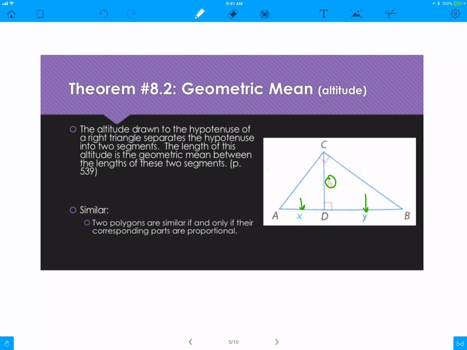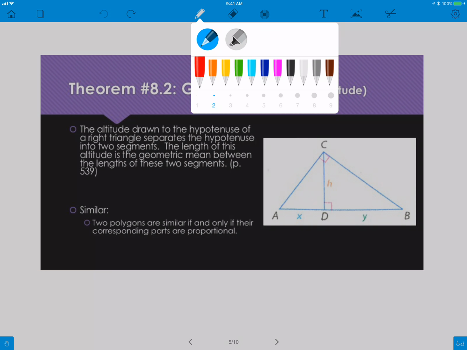Now, if you read the actual theorem here, it's saying that that altitude is considered the geometric mean between the two parts of your hypotenuse, the two segments of the hypotenuse. What it means to be a geometric mean is that the H wall, going straight down, is set up in a formula. I'm going to write down the formula right now, down below so you can hopefully read this.